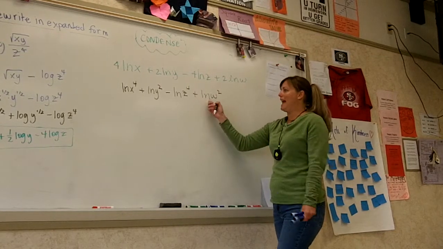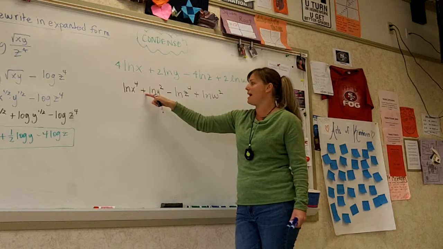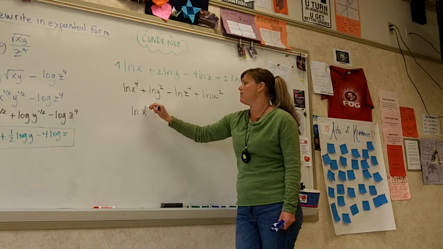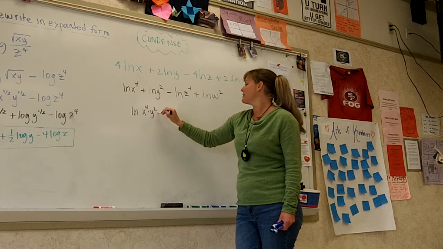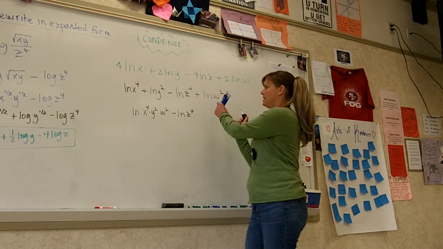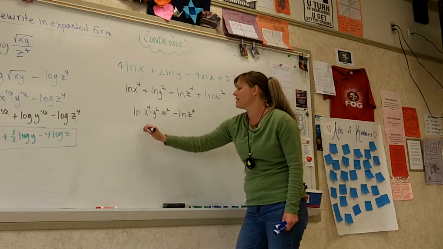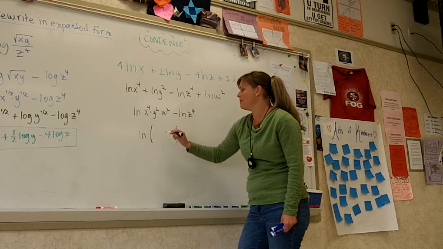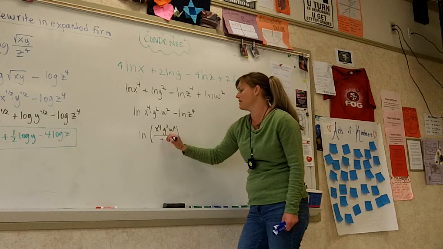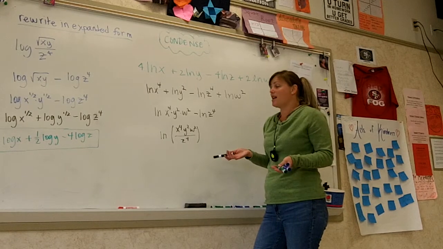Now everything that's being added here, I can shrink up into one log by saying, oh, if I'm adding all of these logs, it's really just the same thing as multiply. So it's the natural log of x to the fourth times y squared times w squared minus the natural log of z to the fourth. So I just moved this addition piece over there so I could multiply. And then because I'm subtracting here, all I have to do is write it in one big natural log, x to the fourth, y squared, w squared over z to the fourth. Something like that.